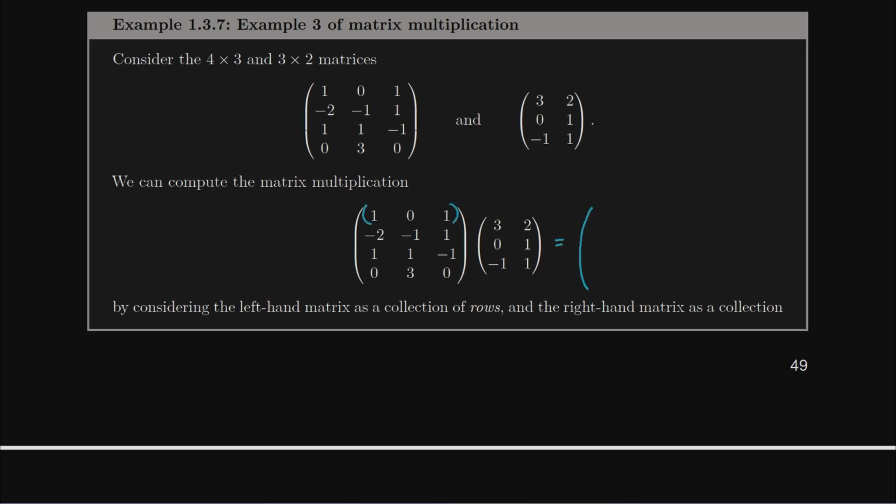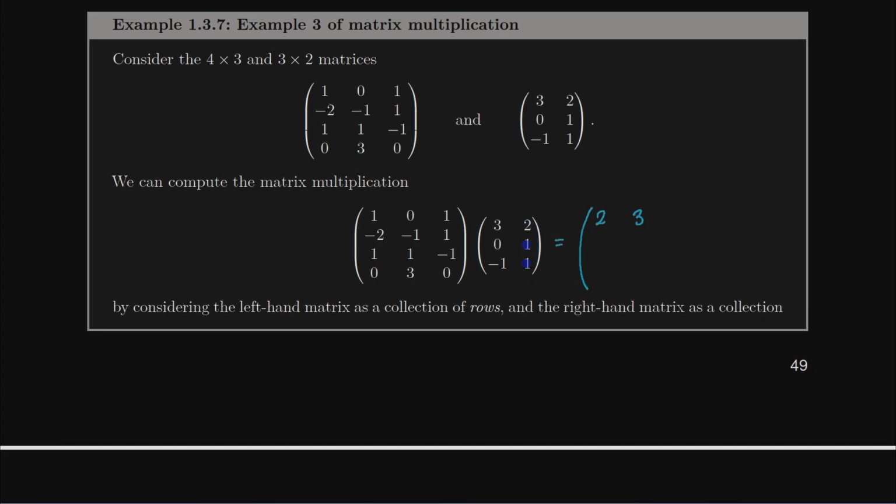I'm going to take 1, 0, 1 against 3, 0, -1. Well, 1 times 3 gives me 3. 0 times 0 gives me 0. And 1 times -1 gives me -1. That's going to give me in total a 2 in the top left corner. So I'm going to replace that with a 2. If I do the first row against the second column, then I have a 1 times a 2 plus a 0 times a 1 plus a 1 times a 1. I'm going to have 2 plus 0 plus 1 gives me 3.